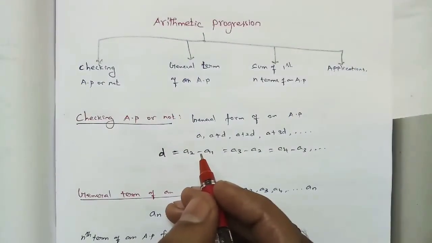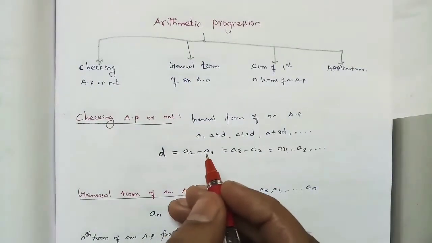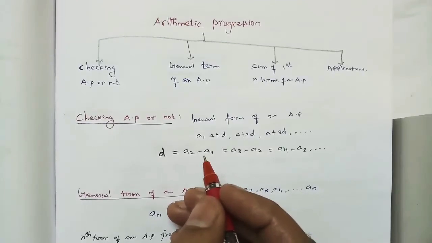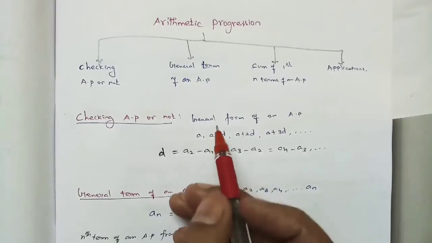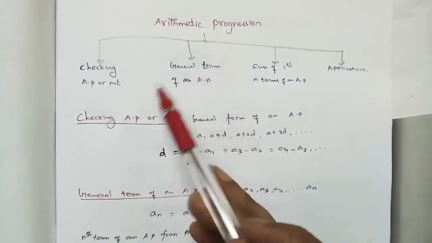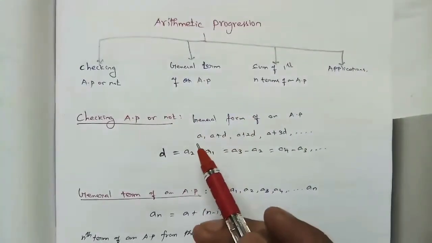Hi students, today we are going to revise 3 chapters: arithmetic progression, coordinate geometry and statistics. Okay, arithmetic progression. In arithmetic progression we are having 4 concepts.